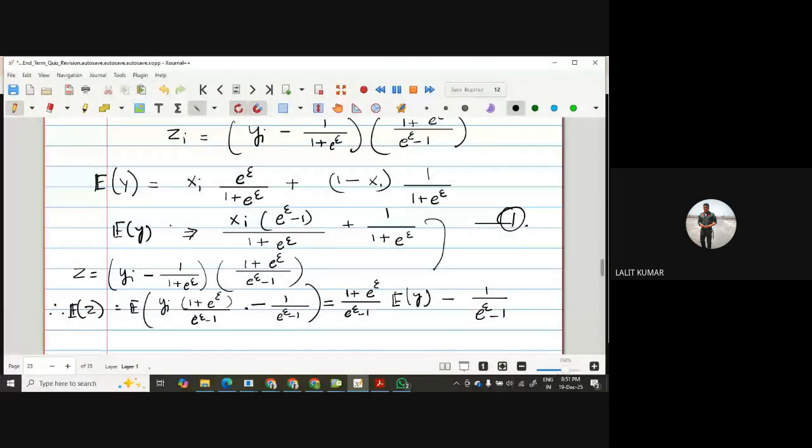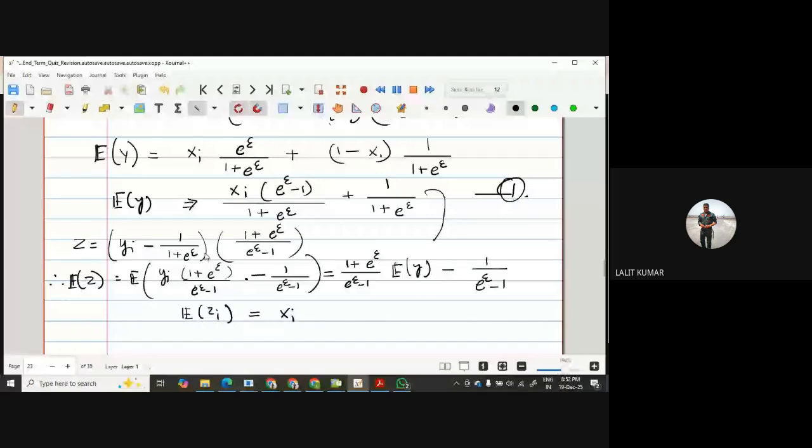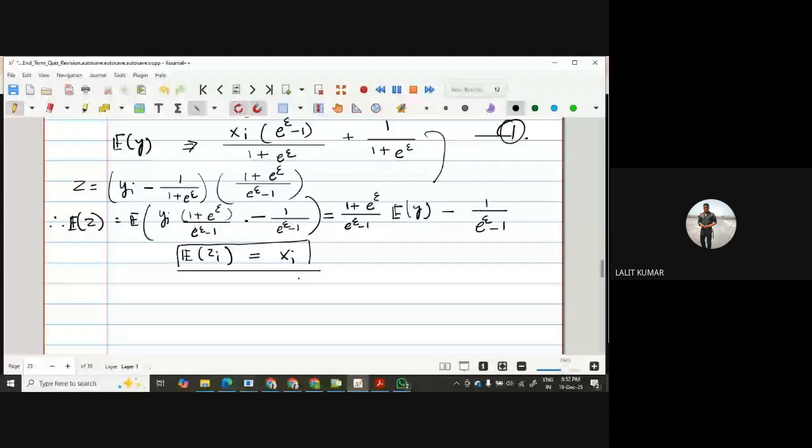Now if you put in the expectation of y that we got, then expectation of zi will become xi. It means if I have taken responses, and from those responses I have found the value of zi, these are the values which depend on epsilon. Then when I take the expected value of zi, it is equal to xi. So by this, I am able to maintain the privacy. So how do I maintain the privacy?